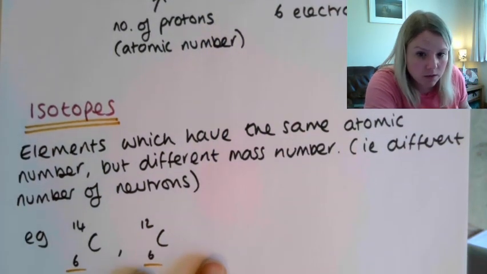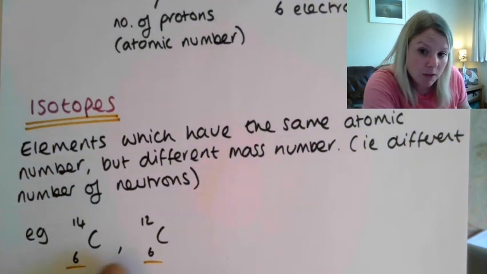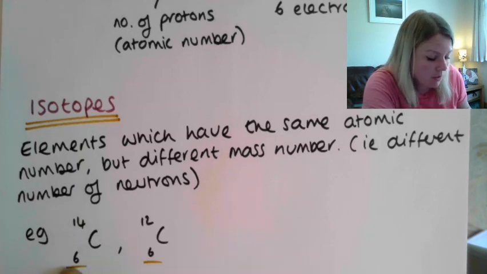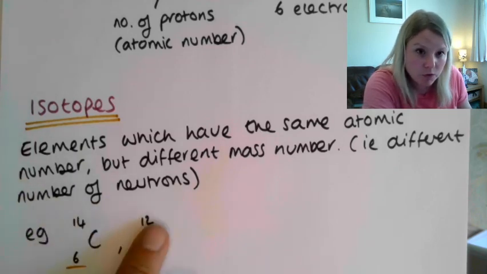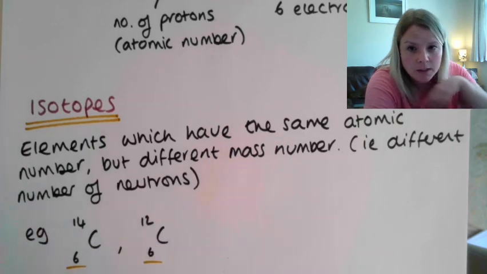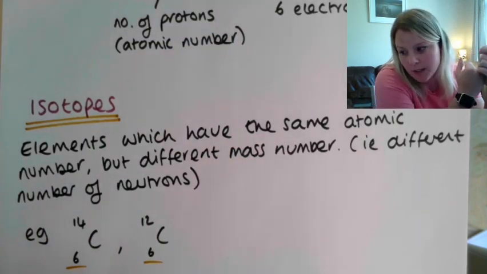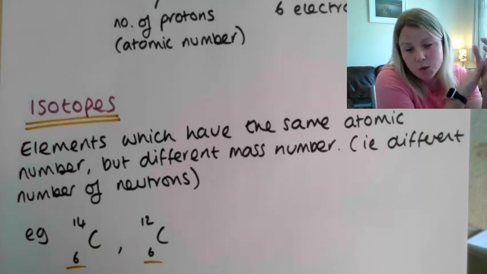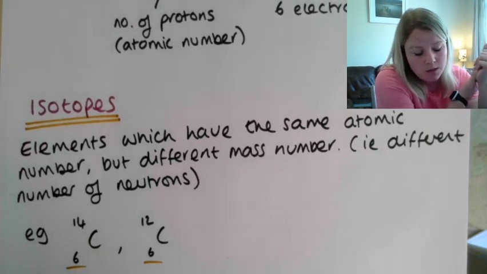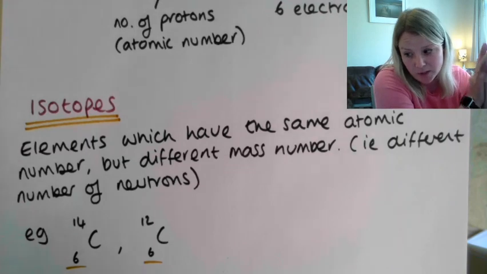The last little thing then is about isotopes, and we just need to know that isotopes are like different versions of the same thing. So they are elements which have got the same atomic number, so the same number of protons, but they've got different numbers of neutrons.